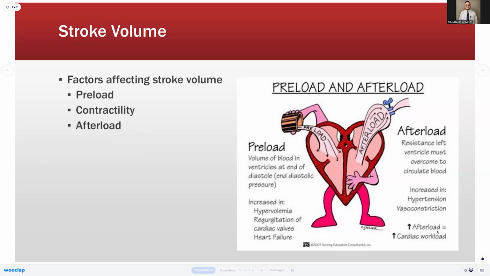Overall, if the afterload increases, for example with high blood pressure, vasoconstriction, peripheral resistance, atherosclerosis, arteriosclerosis, those kinds of things increase afterload and make the heart work harder.